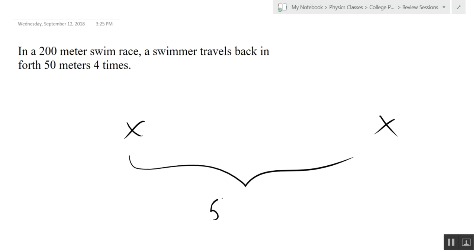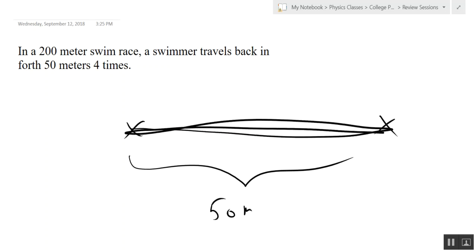So a swimmer travels back and forth 50 meters 4 times. Everyone understands what I'm saying, right? So they start here, and over here is 50 meters. So this is 50 meters, and they go back, like this, until they get back to where they start. Everyone understands what I'm saying?